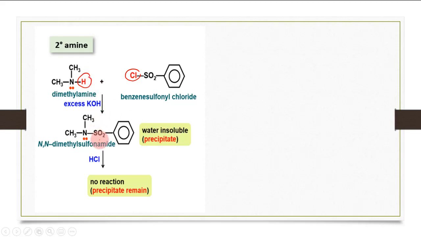In the second step, there is no reaction because there is no K plus for you to replace. So the precipitate from the first step remains unchanged. For the secondary amine, there is a white precipitate in both steps.